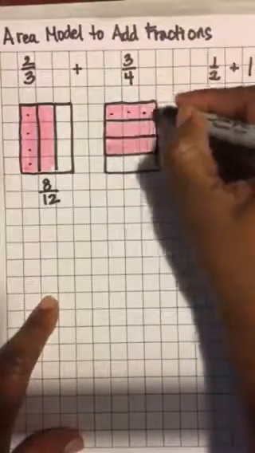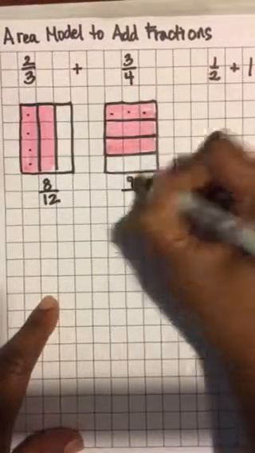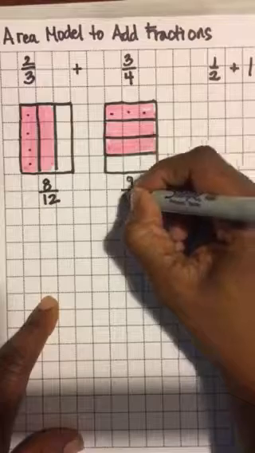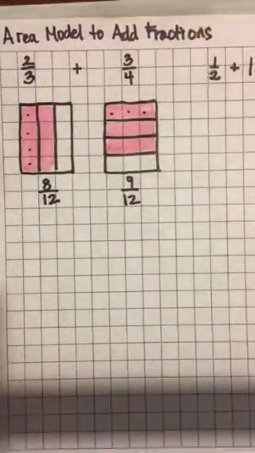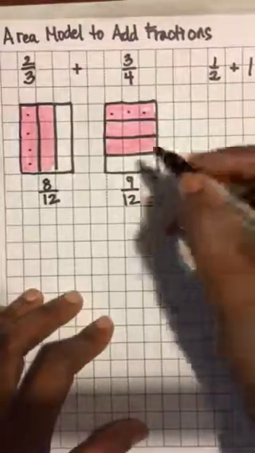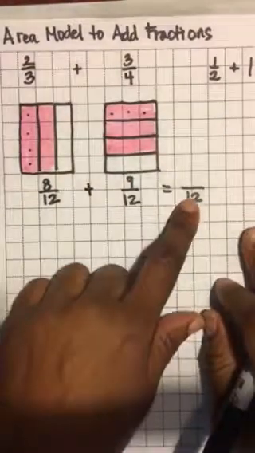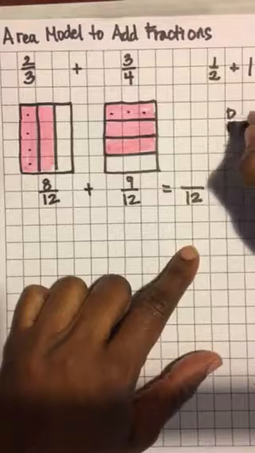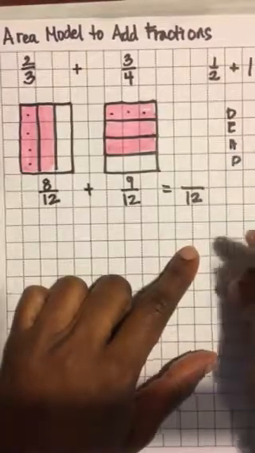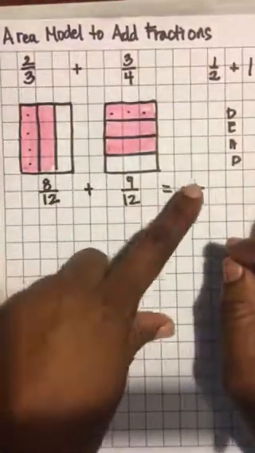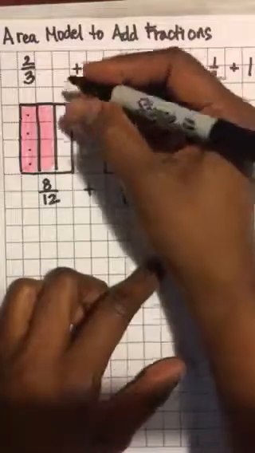3, 6, 9, 12. So 3/4 is equivalent to 9/12. We don't ever add denominators, so I simply rewrite the denominator. All right, so 8 plus 9 is 17, but I'm going to go ahead and check with my area model.